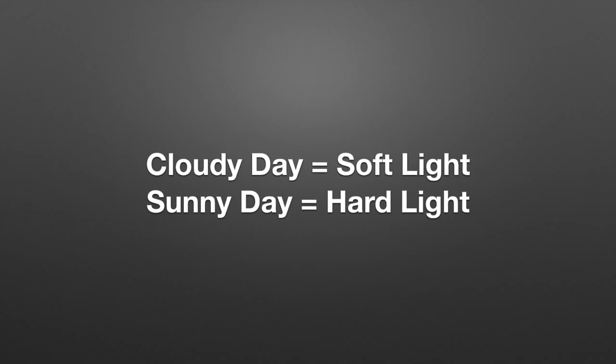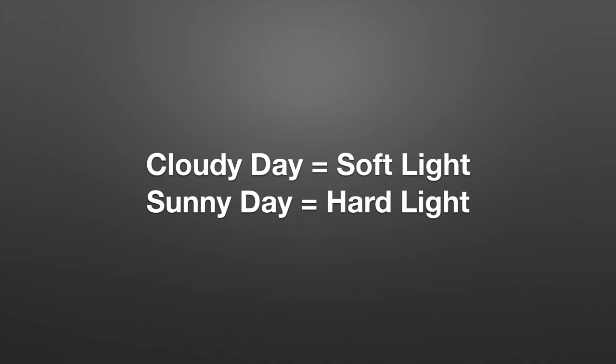I think the easiest way to think about it is that on a cloudy day, you have very soft, diffuse light. You have shadows, but they don't have these crisp edges to them. It's a little more gentle, and the light kind of wraps around your subject. Whereas on a sunny day, you have very harsh shadows with a crisp line. That's the easiest way to remember the difference between soft light and hard light, is what light looks like on a cloudy day versus what light looks like on a sunny day.